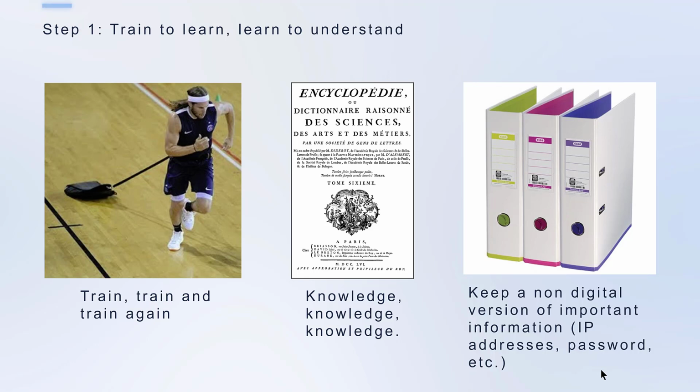And the last thing is to keep a non-digital version of some important information, like important passwords, a topology graph of your network, server names, IP addresses. Because if you are under attack and you put all this information in a Word document, a Visio document, or an Excel file, you will not be able to access it. So you need to have a non-digital version of what you need to get back in business.